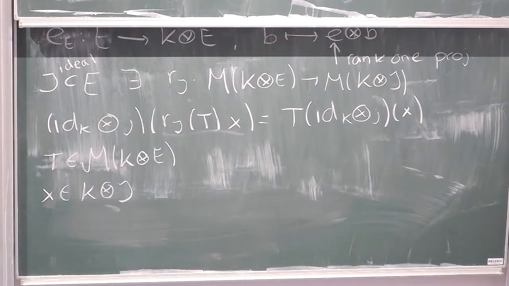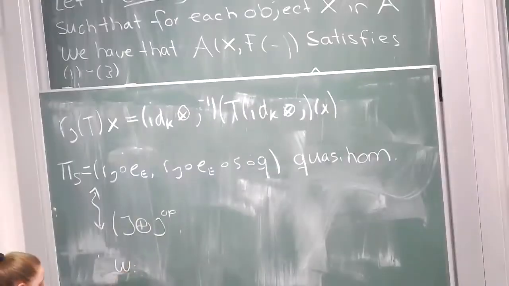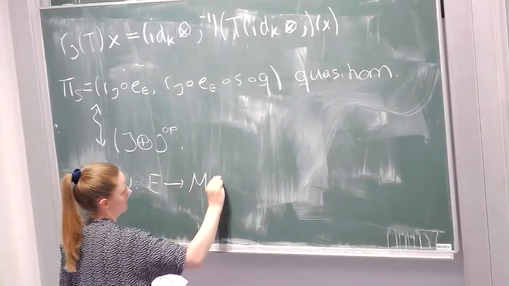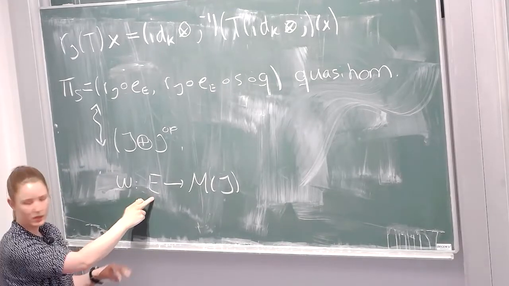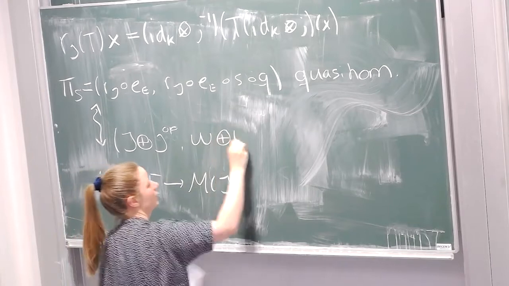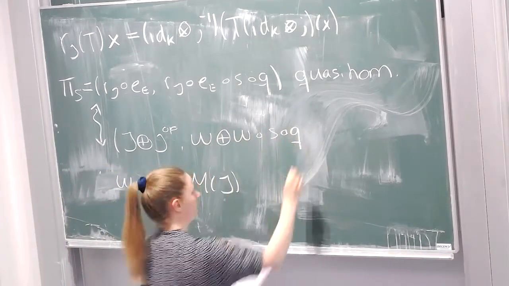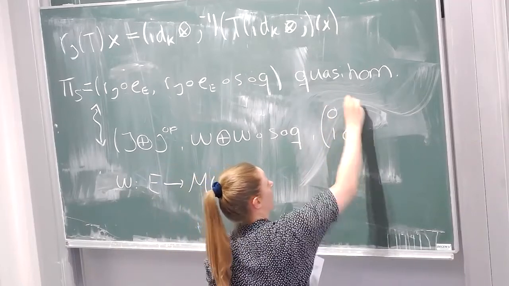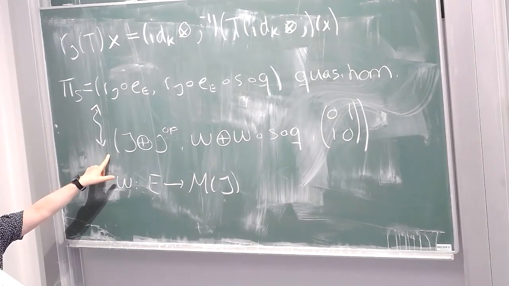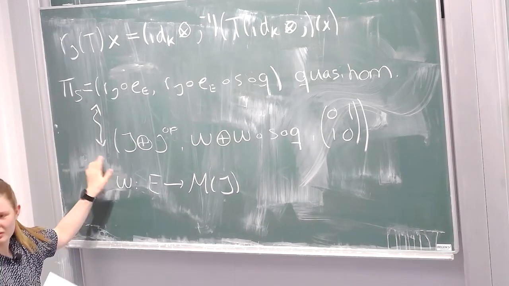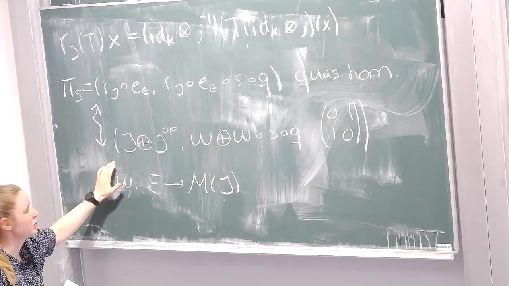If you want to look at it in terms of graded Kasparov modules, then it corresponds to taking J, taking the opposite one, and having this canonical map from E to M of J, the multiplier algebra of J, which comes from the fact that J is an ideal of E. This plus W equals S equals Q. And then we also get an element in KK of D. So here we have the Cuntz picture, and here we have the picture using the Kasparov object.